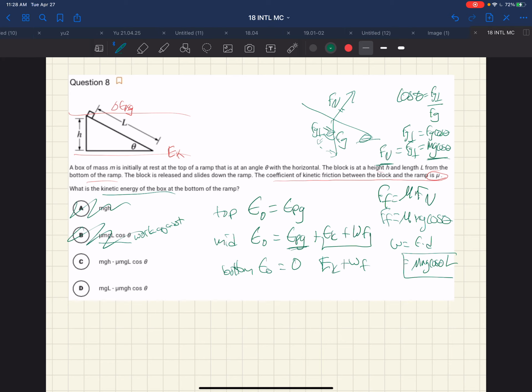And the difference between choices 3 and 4, which are otherwise identical, is this. This one says the potential energy is due to the height. This one says it's due to the length. It is not due to the length, nor is the friction due to the distance of the height. So D is out. Choice C.